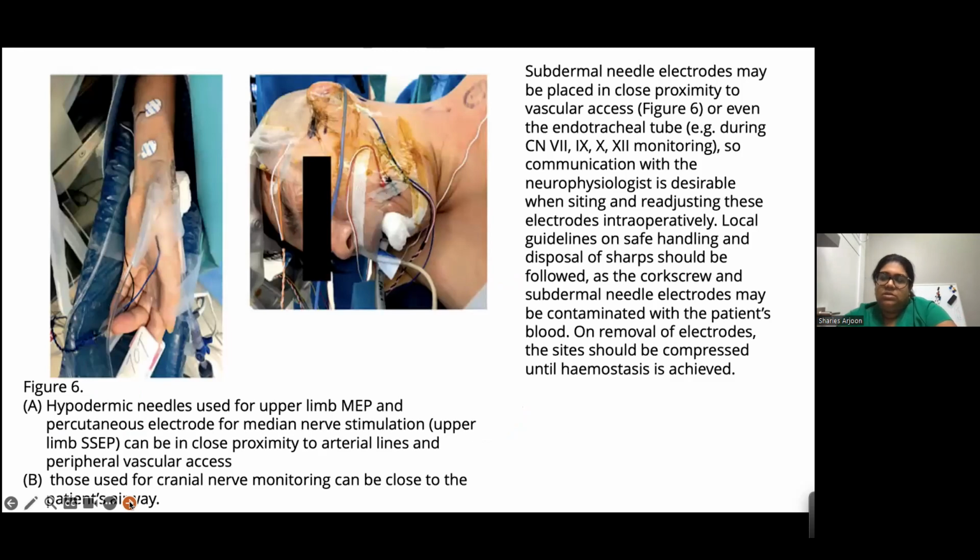So subdermal needle electrodes may be placed in close proximity to vascular access, as we could see in figure 6, and even the ET tubes, for example, during cranial nerve monitoring. So communication with the neurophysiologist is desirable when setting and readjusting these electrodes intraoperatively. Local guidelines on safe handling and disposal of sharps should also be followed, as the corkscrew and subdermal needle electrodes may be contaminated with the patient's blood. And on removal of electrodes, the site should be compressed until hemostasis is achieved.